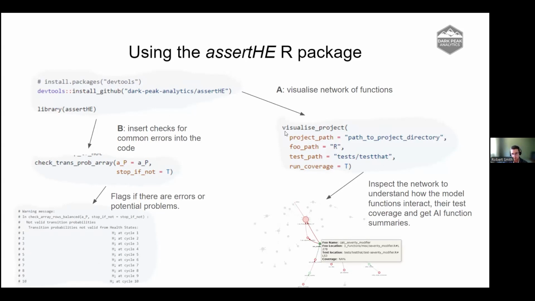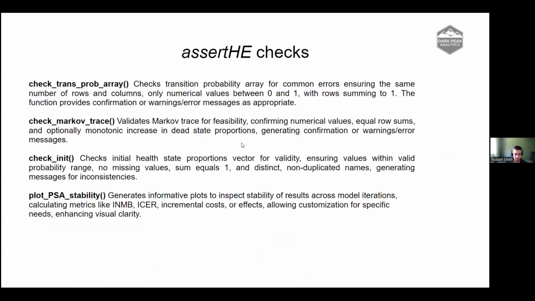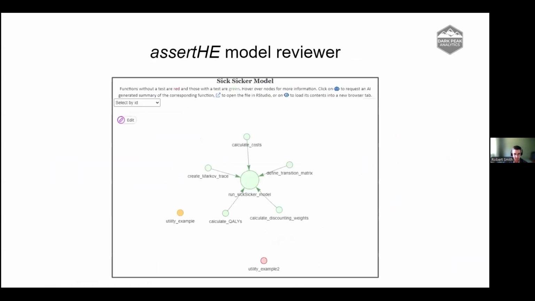But then the more interesting topic is how to visualize the network of functions within an R model. And so we have this function visualize project, which allows you to pass through the project path, where all the functions are, where all the tests are, and then inspect the network of functions to see how all the different functions of the model fit together. So there's a number of checks, and we're increasing the number of checks. And this actually is really valuable, really useful, but is not super exciting. The more interesting thing is this network visualizer.